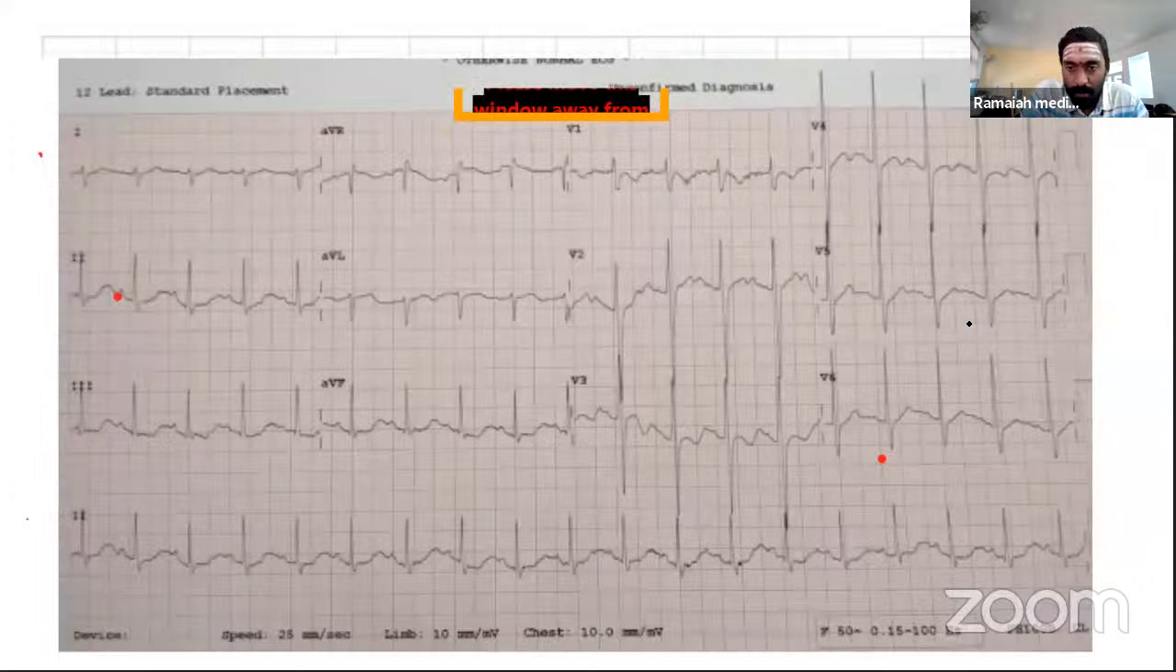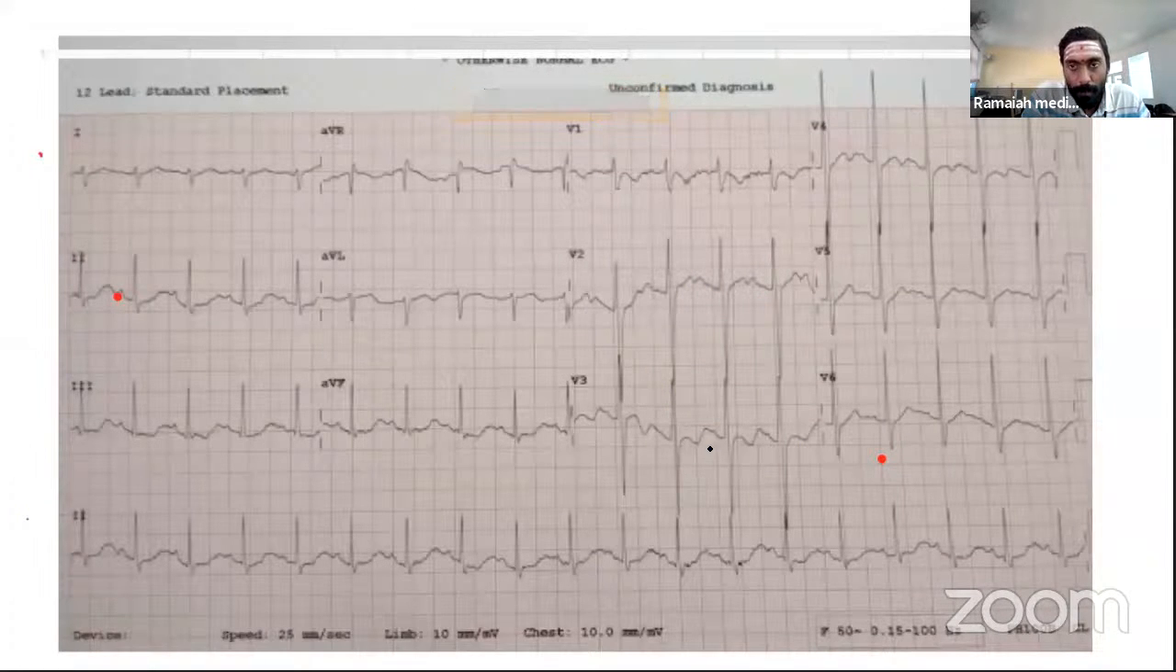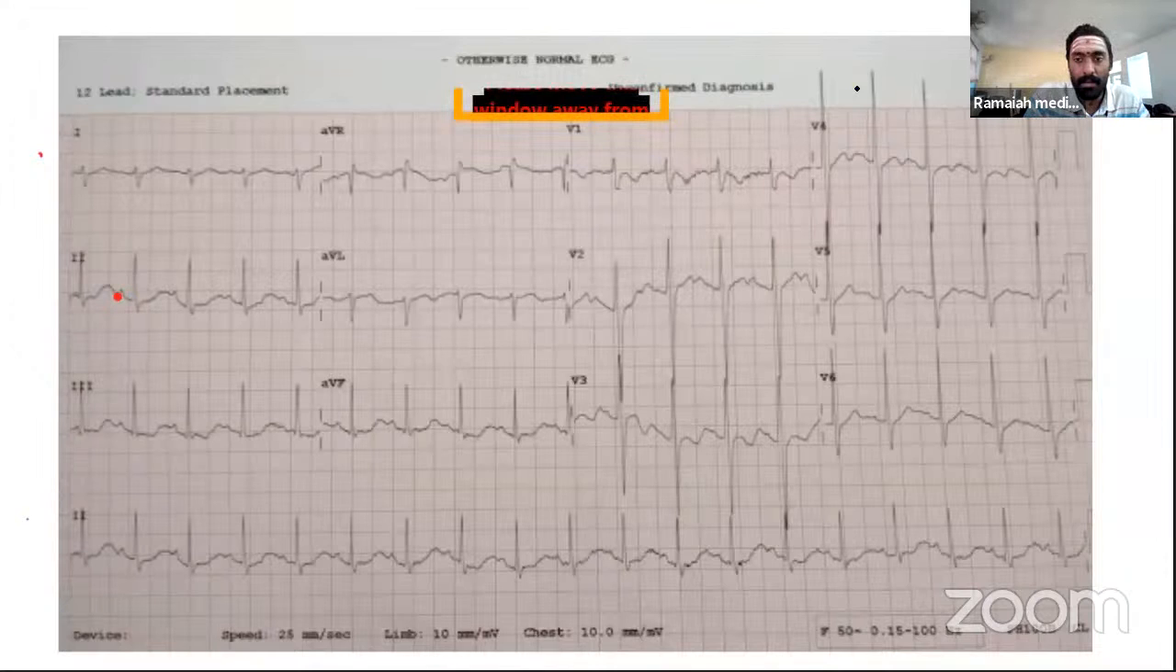So you see here, can someone tell what is the morphology of the ST segment here? Upsloping, downsloping, horizontal? Can someone tell what is the morphology of the ST segment? Downsloping, correct. Good. We have mixed answers. Upsloping, correct. So predominantly we have both actually. It depends on what lead you're seeing.